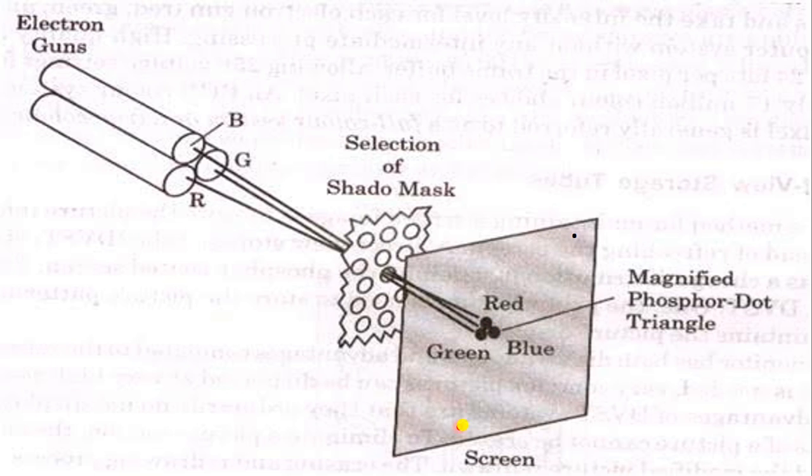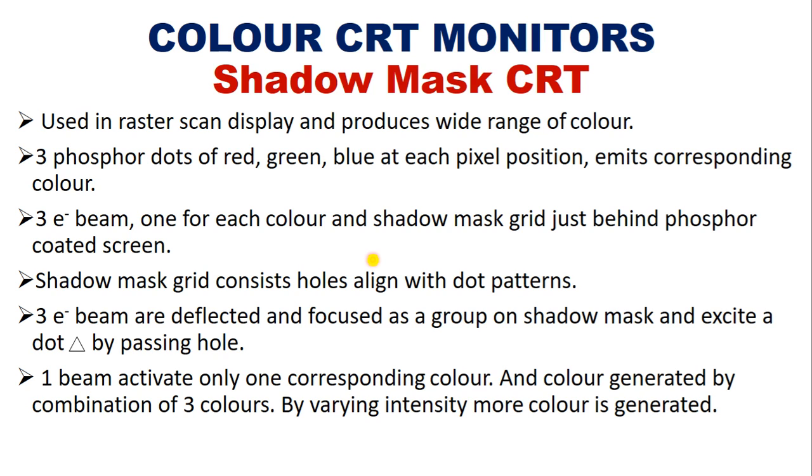This shadow mask is attached to the CRT screen, and the CRT screen contains the pixels. How many pixels are there in the CRT screen? That many holes are there in the shadow mask grid. So basically we can generate 16.7 million colors in the output screen, the phosphor screen, through the shadow mask CRT.